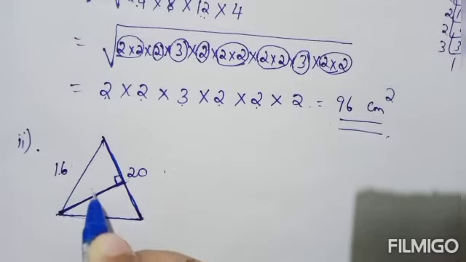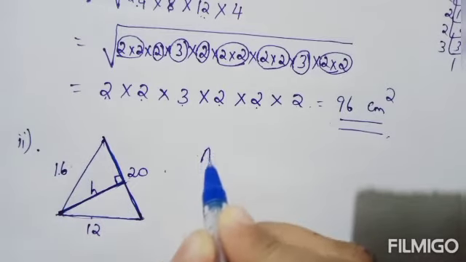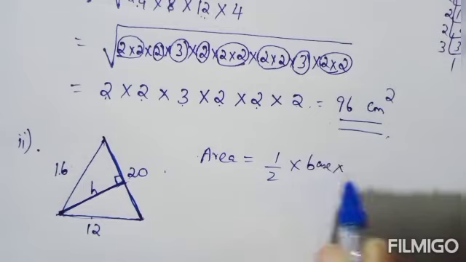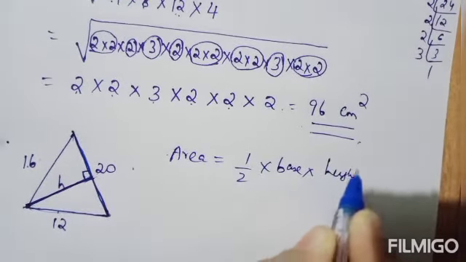Now you have to find this height. Let us take that h. Okay, now you can use the formula area equal to half into base into height. We need to find the height, that's why.